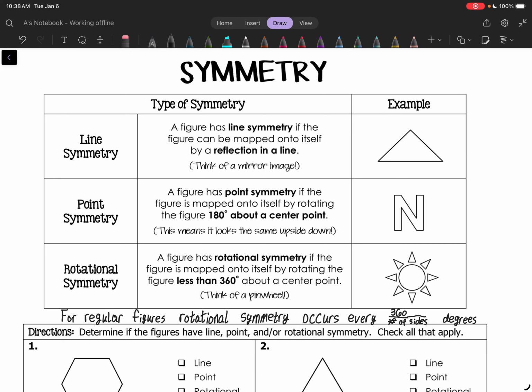Good day. Today we're going to be looking at symmetry. Now we have three types of symmetry. We have line, point, and rotational.